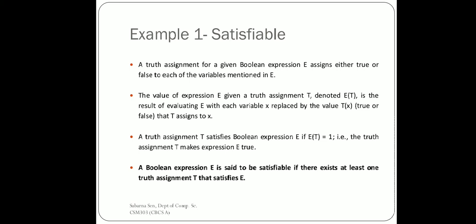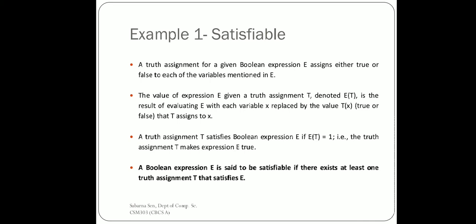Now see, a truth assignment for a given Boolean expression E assigns either true or false to each of the variables mentioned in E. The value of expression E given a truth assignment T, we denote as E(T). Truth assignment does not mean true; the assigned value may be either true or false. Okay, that is, we are depicting it as E(T). It is the result of evaluating E with variable x replaced by T(x), that is true or false, whatever T assigns to x.